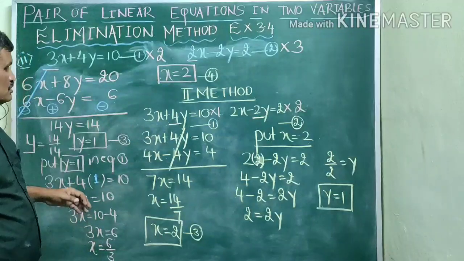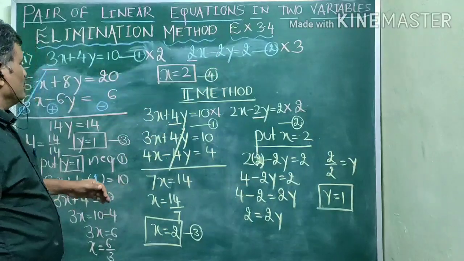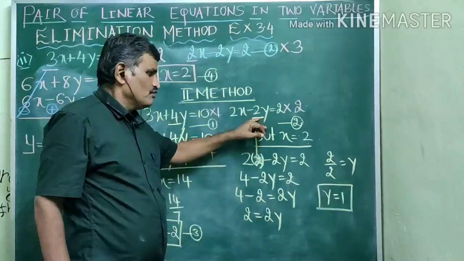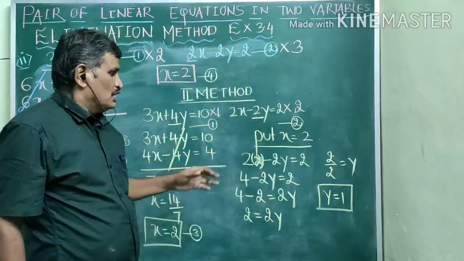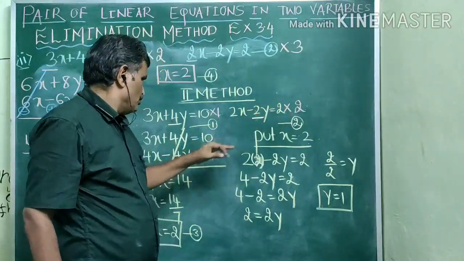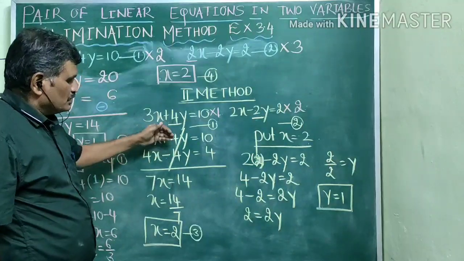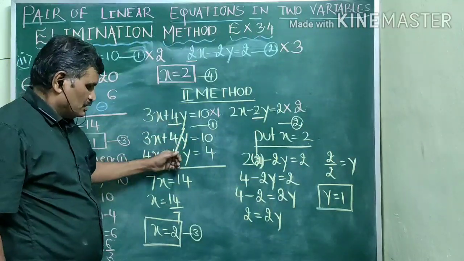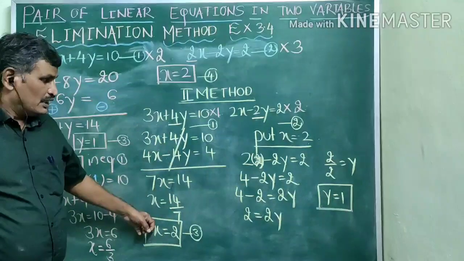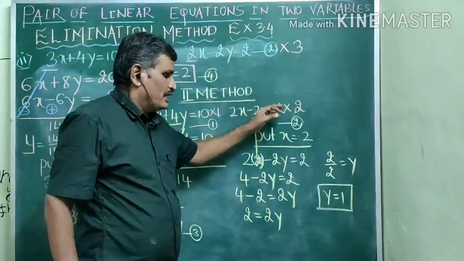In the second method, I have eliminated y. To eliminate y, the coefficient of y here is 4, the coefficient of y here is 2. So to get 4, I have to multiply this 2 by 2. So I have solved the two equations. In the second method, after eliminating y, I am getting x as 2. So you can compare, the results are same. And I have put this value of x as 2 and I have got y as 1.